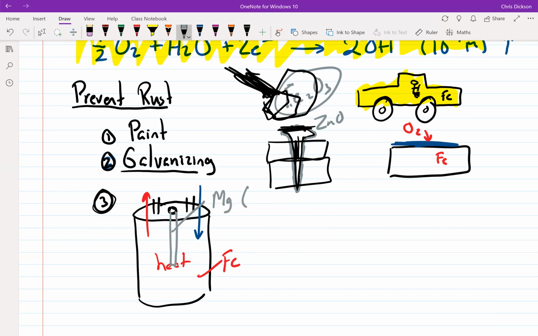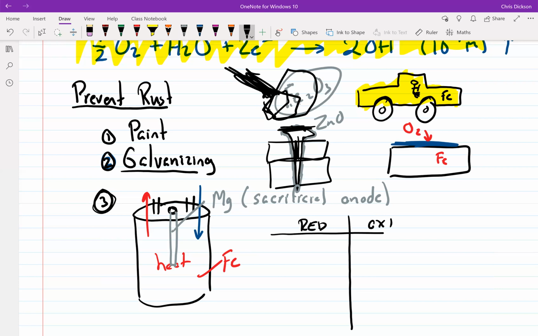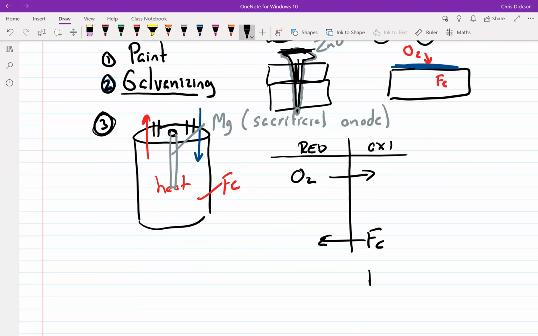And they call this the sacrificial anode. Kind of a sad name. So sacrificial anode. So what's the purpose of this magnesium rod? Well, if I look at the data table I used above, I had reduction and oxidation. And I had the O2 reaction way up here, and that was going that way. And I had the iron reaction going that way. And if you look at magnesium, it's actually below the iron.